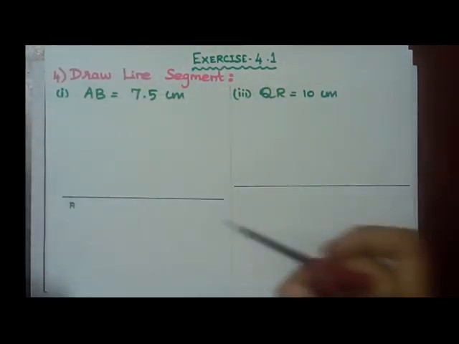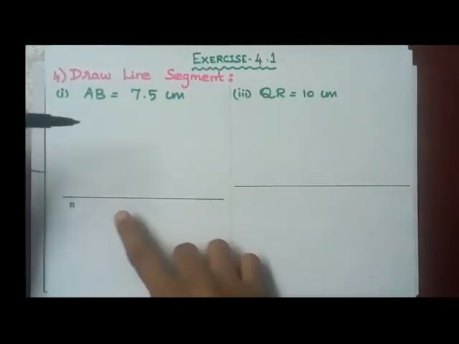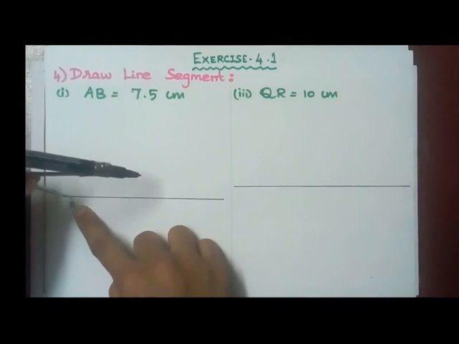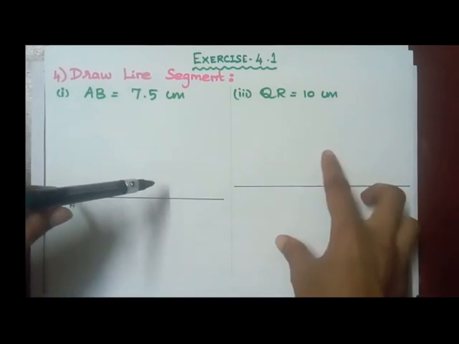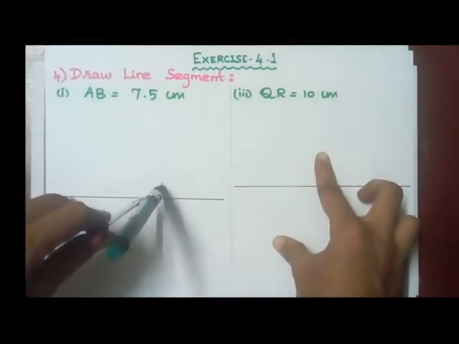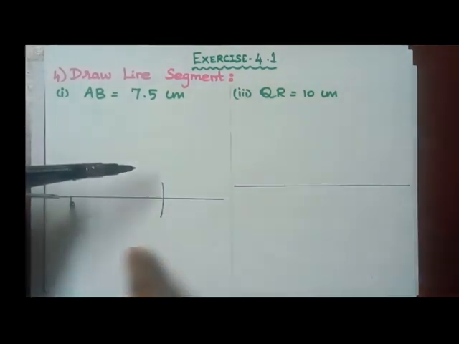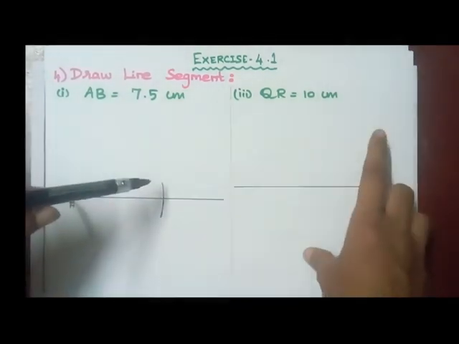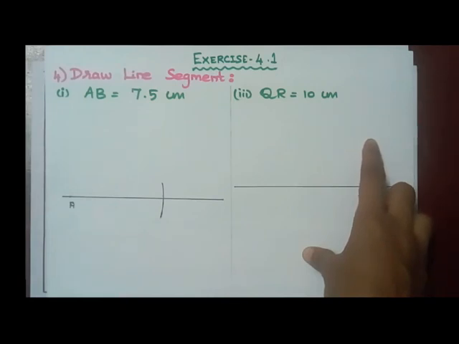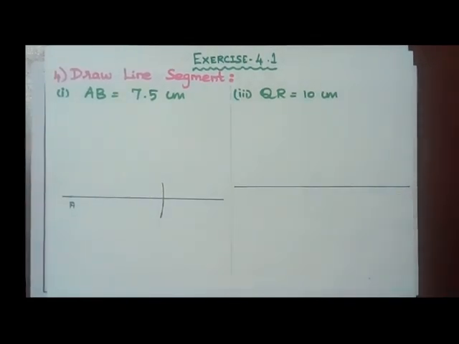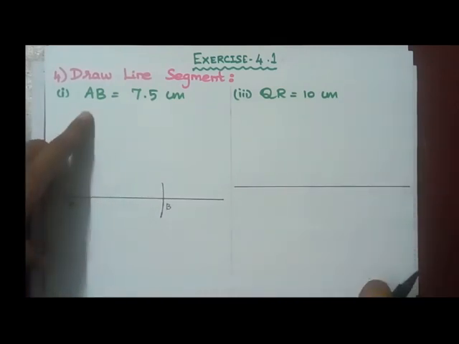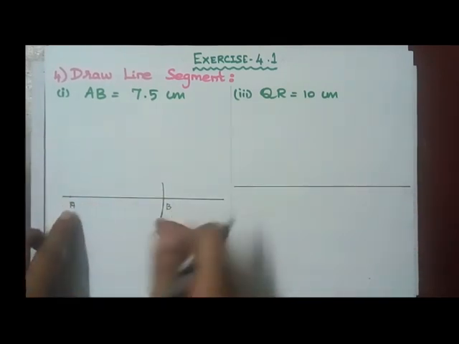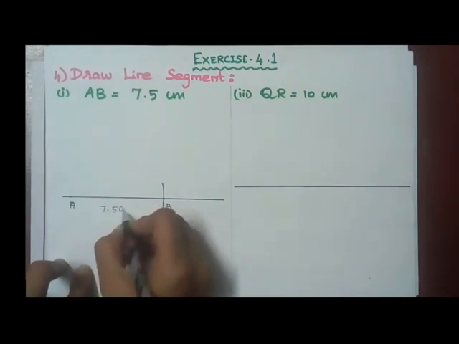So 7.5, and place the pointer of the compass at A. Then draw a small arc on the line L, like this. Place the pointer on A and draw a small arc on the line L with the pencil pointer. It cuts the line L at a point and name that as B, because the line segment name is AB. So A and B is 7.5 centimeter.